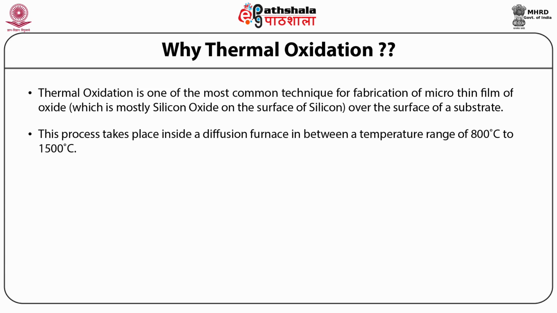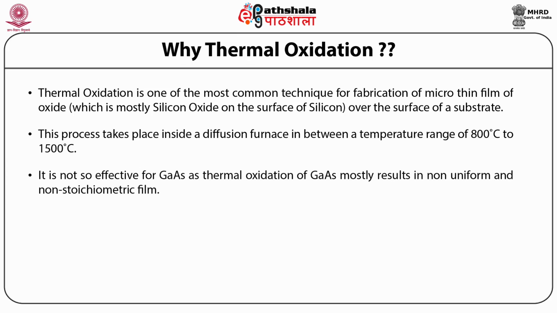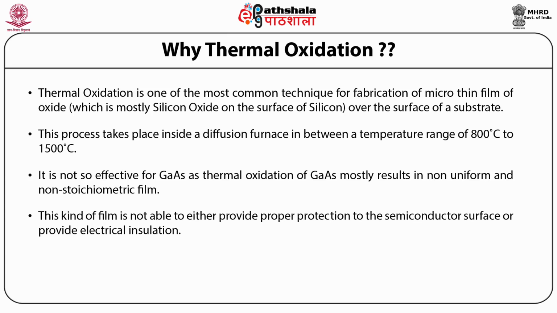Though thermal oxidation is an excellent technique for growing a silicon oxide layer on a silicon substrate, it is not so effective for gallium arsenide, as thermal oxidation of gallium arsenide mostly results in a non-uniform and non-stoichiometric film. This kind of film is not able to either provide proper protection to the semiconductor surface or provide electrical insulation.